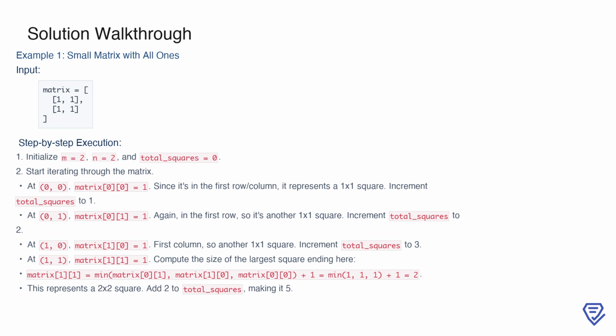Finally, at 1,1, the value is 1. Here, we calculate the size of the largest square ending at this position by taking the minimum value among its top, left, and top left diagonal neighbors, and adding 1. This gives us min(1, 1, 1) plus 1 equals 2, indicating a 2 by 2 square. Adding this to the count, we now have total_squares equals 5.